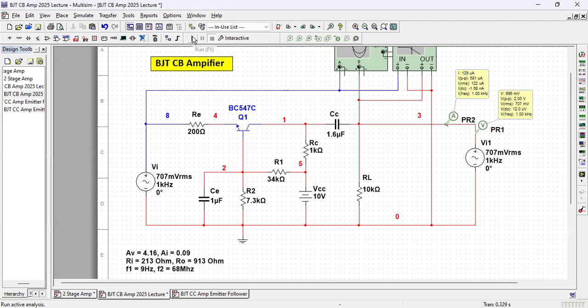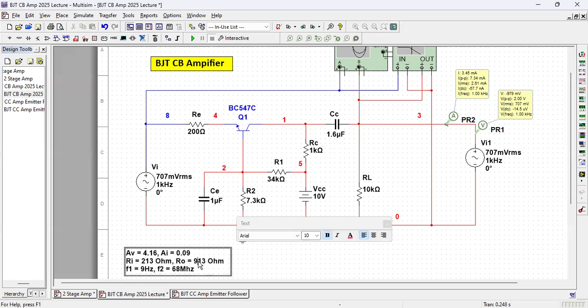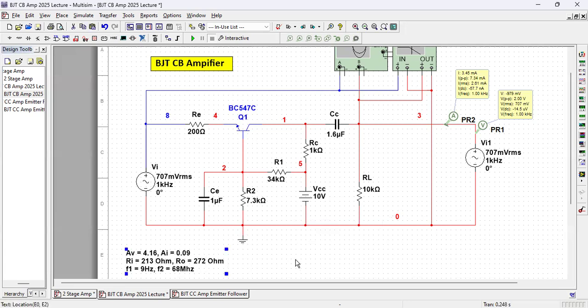Now, if this power supply is kept connected and this AC signal is supposed to short circuit the power supply, then what is the value? It is 2 volt peak to peak divided by 7.34 milliampere. So it is 2000 divided by 7.34. It is 272 ohm. So output impedance is 272 ohm, right? So we have got these values.